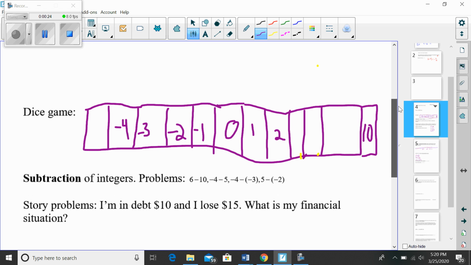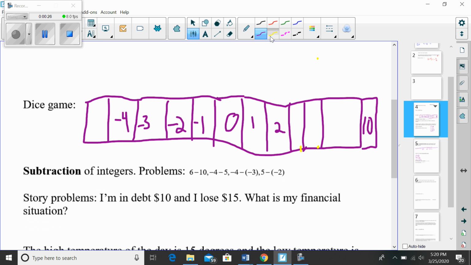Now, if we were really in class, we would play this dice game. You'd have some counter that would start at 0, and there would be a person with a blue die, so they're the positive person, and a person with a red die, so they're the negative person. The goal is for the negative person to get to -10, and the positive person's goal is to get to +10. So let's say the person with the red die rolled their die and they got a -4.